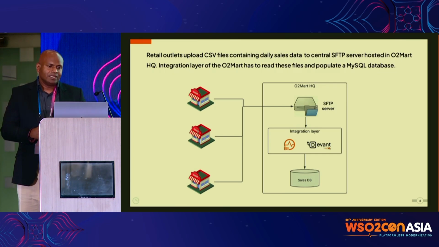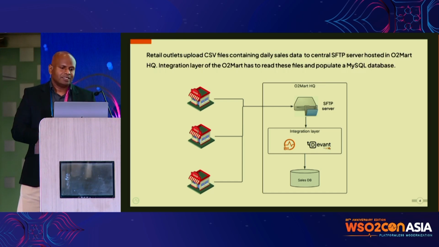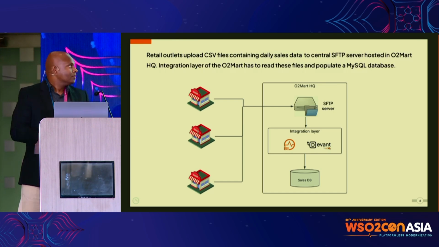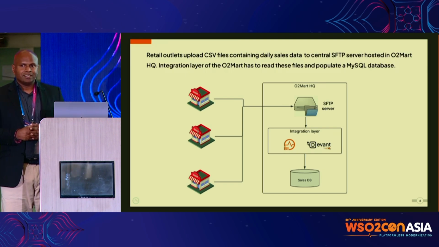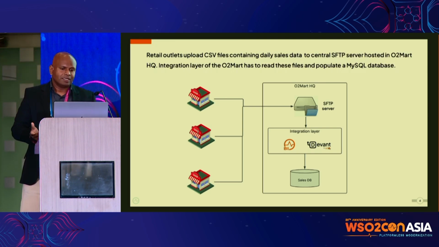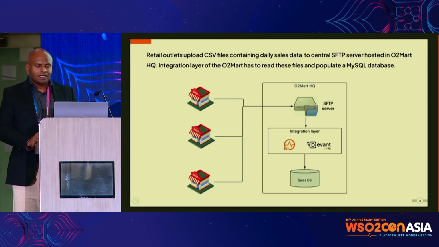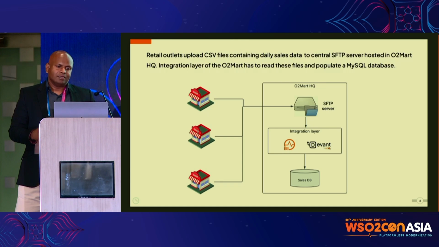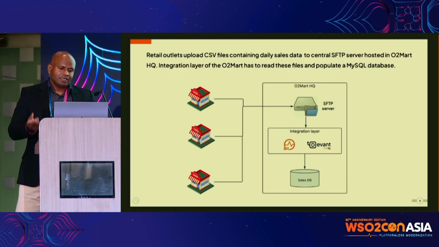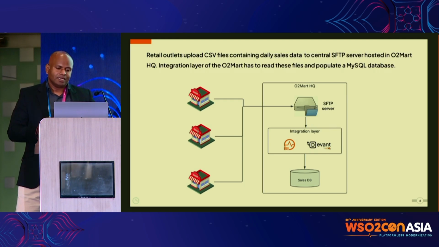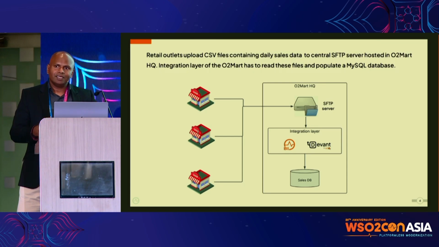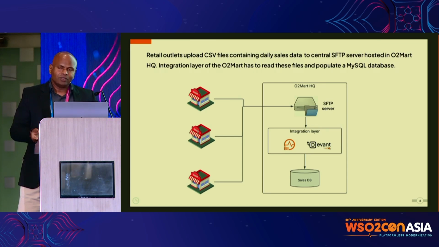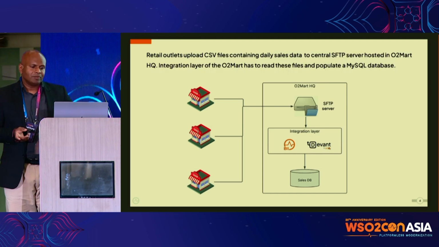At the end of the day, these retail outlets send their daily sales data to a central SFTP location. This data will be sent as CSV files. Then we need to have an integration deployed in the central data center, which listens for this SFTP location. And if there's a file, it should get the file, process the records, and then store those in a database. So this is the simple scenario that we do.